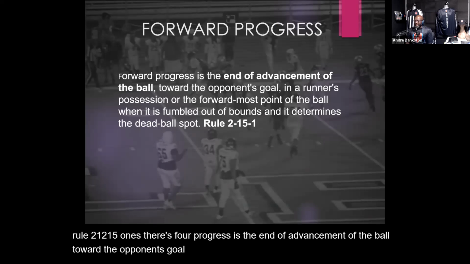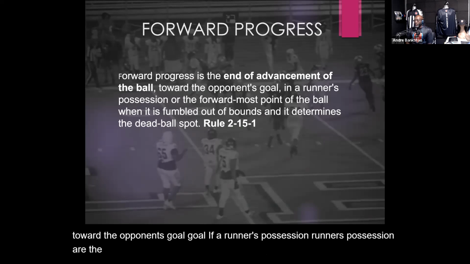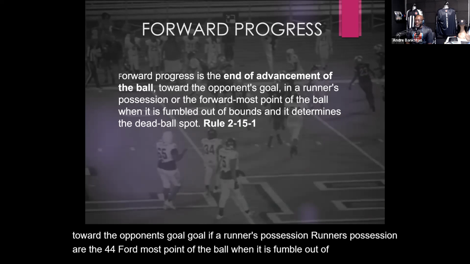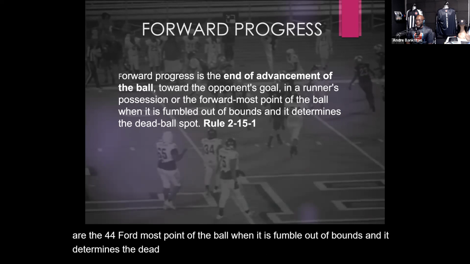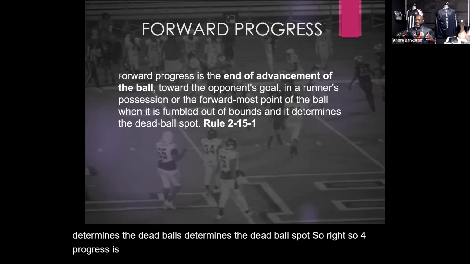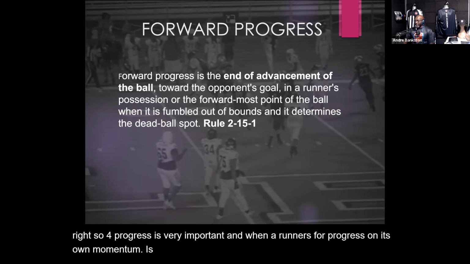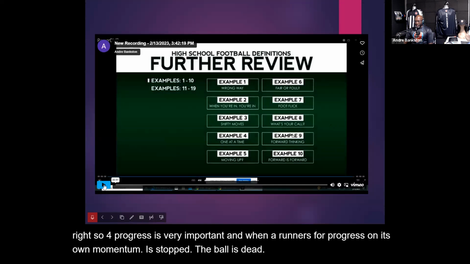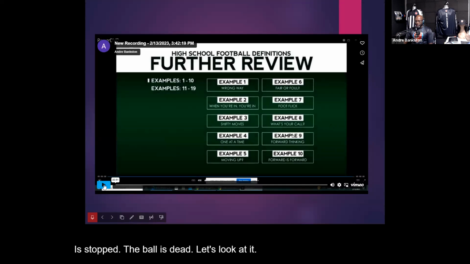If a runner's possession or the forwardmost point of the ball when it is fumbled out of bounds, and it determines the dead ball spot. All right. So forward progress is very important. And when a runner's forward progress on his own momentum is stopped, the ball is dead. Now let's look at a little video here.